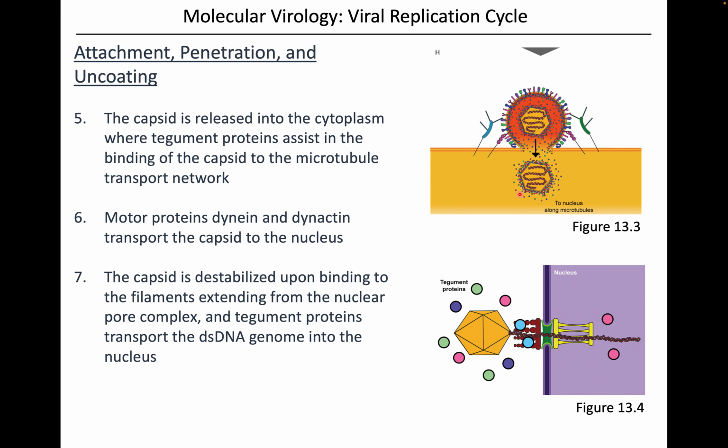And you'll notice those tegument proteins that were surrounding the capsid continue to surround the capsid, and I believe in the cytoplasm they're going to help bind the nucleocapsid to the microtubule network for transport to the nucleus. So this would be motor protein driven, primarily these two motor proteins, dynein and dynactin, which are going to drive movement of that whole nucleocapsid to a nuclear pore complex. There it's going to essentially uncoat, destabilize, and the double-stranded genome will get threaded through the nuclear pore into the nucleus, which is where nucleic acid replication is going to happen.